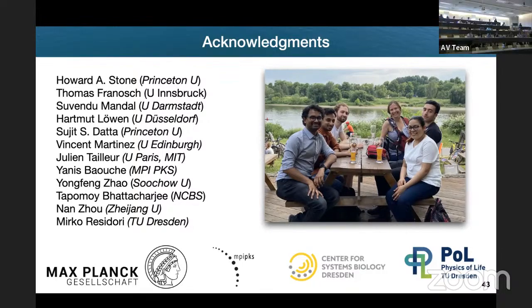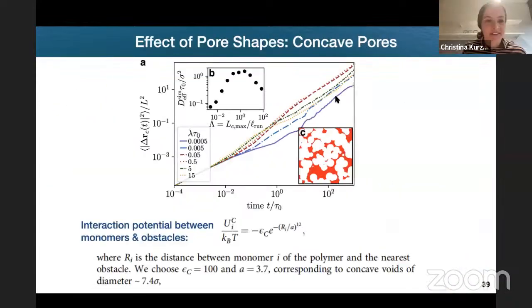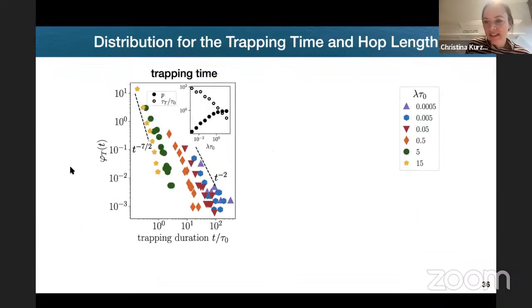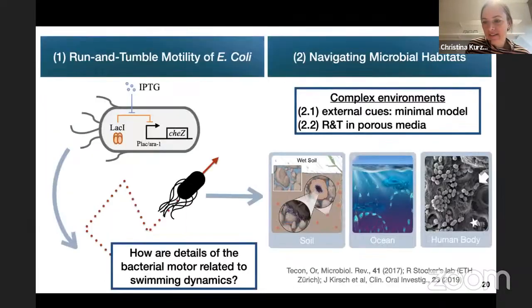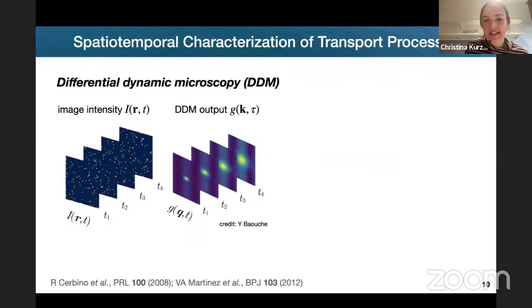Can you go to slide 10 where you show differential microscopy? Yeah, sure. Right. Okay, I'll go. Yes.